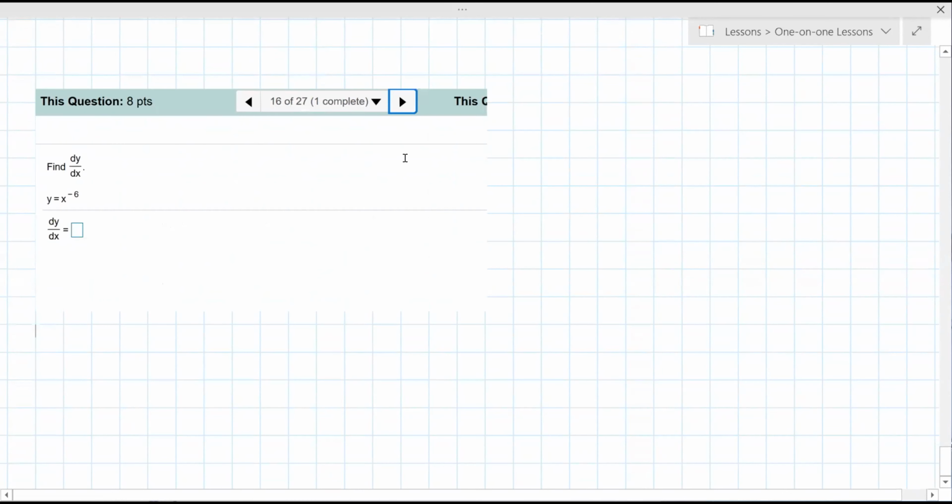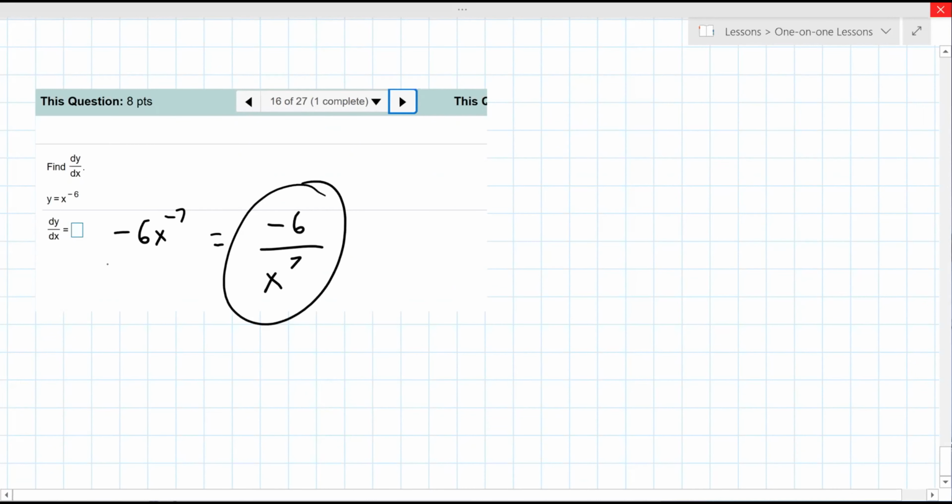Okay, how about this one? So this would be negative 6x to the negative 7th. Yeah, it's negative 6x, and then you always subtract 1. Sometimes Pearson's really picky with how they want it entered. The one on the right will for sure be correct. I assume the one on the left is probably correct, and I've done the one on the left, and it hasn't been a problem.